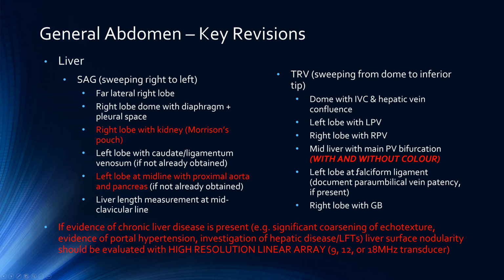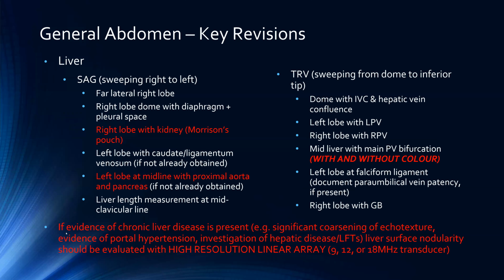And then again, this is something that's probably already done by all of us, but just an image documenting the left lobe in the region of the falciform ligament, again, showing that there's no patent periumbilical vein. More critically important if there's evidence of hepatic disease otherwise, or if the examination is being done specifically for investigation of some hepatic abnormality or hepatic disease in general.